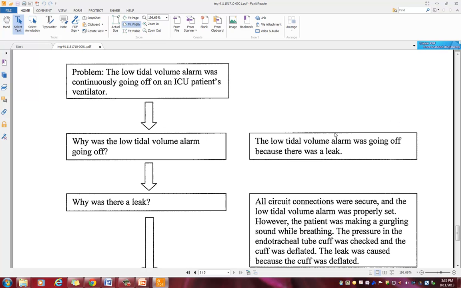So for right now, I have a problem with an alarm going off on a ventilated patient, and the question is why. So why was the alarm going off? And this student, you can see they put their answers to the right of your screen. Their why questions are to the left. And this is one way to present it. It could have just as easily been that they put their why question here and put an answer here.